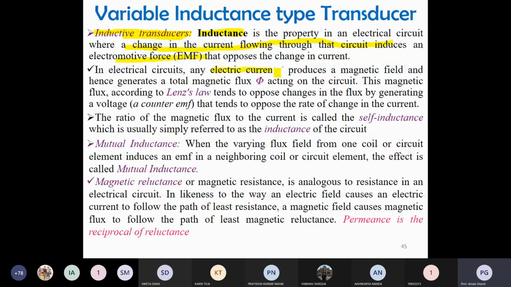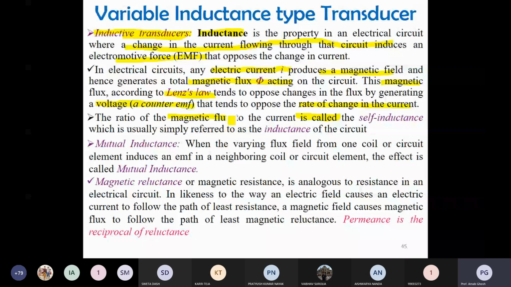So what is the motivation for developing that flux? Due to Lenz's law, the polarity may be different for the induced EMF. That means the effect is always countering the cause. That's the concept. So you are much more focused on the induced EMF, which is induced due to the changing of the inductance.